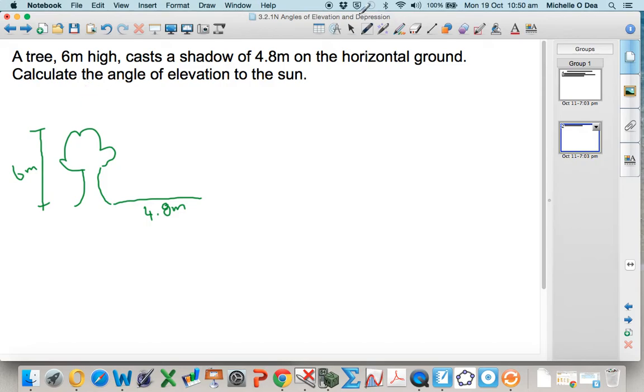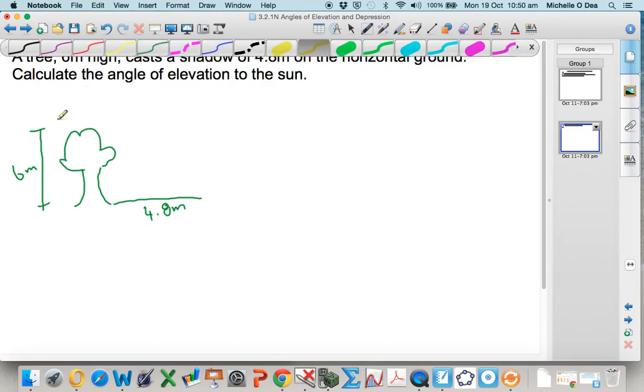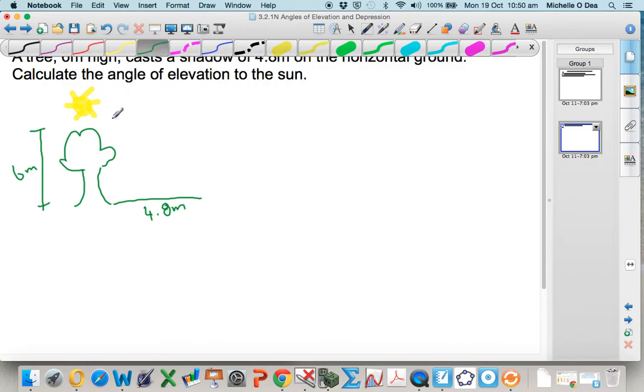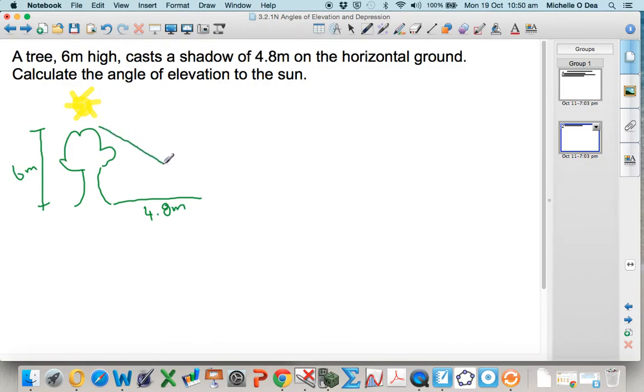So we're assuming, let's get yellow for the sun, we're assuming that our sun is directly above our tree here. And we want the angle of elevation here because we're looking up to the sun. Okay, again, we're assuming that our tree is vertical. So there's our right angle triangle. Let's quickly write our SOHCAHTOA again.